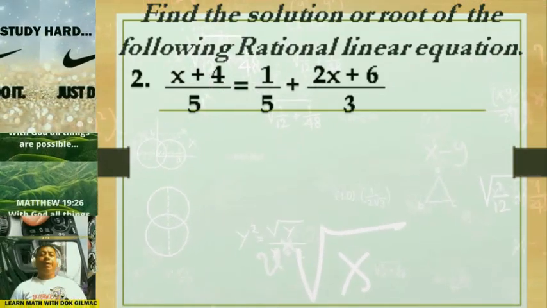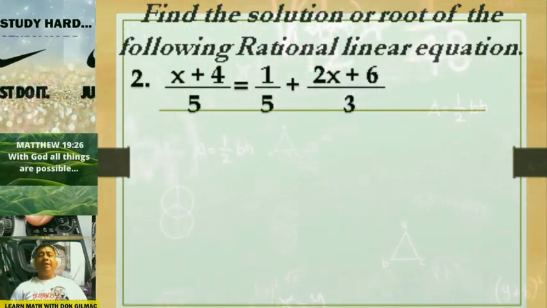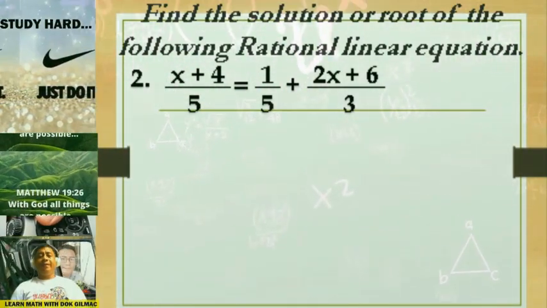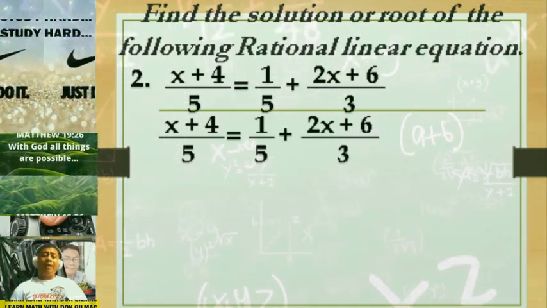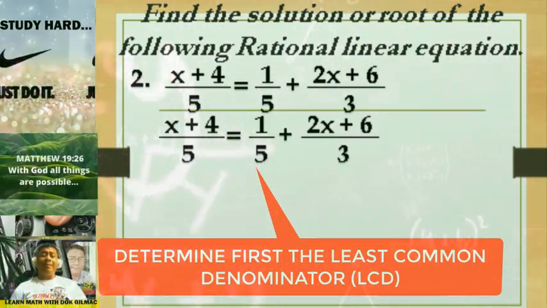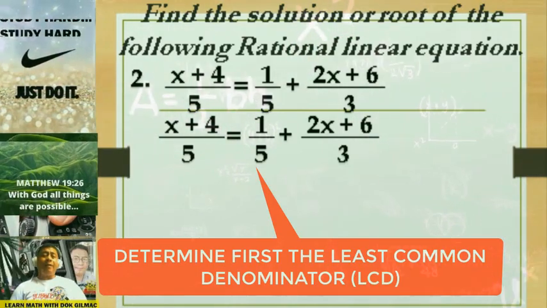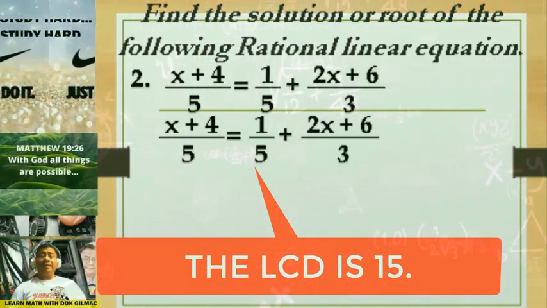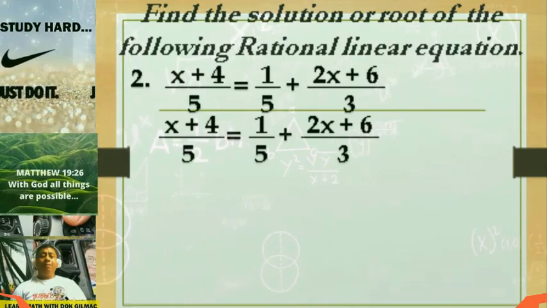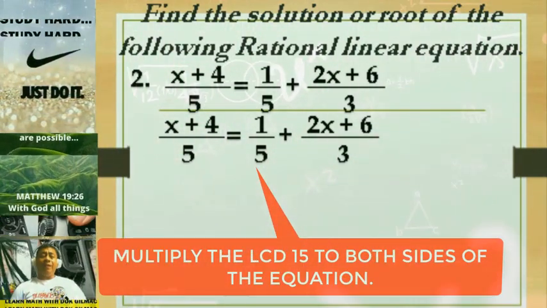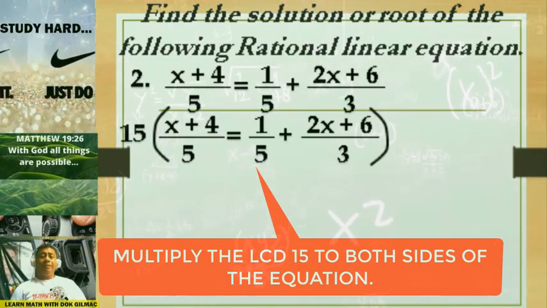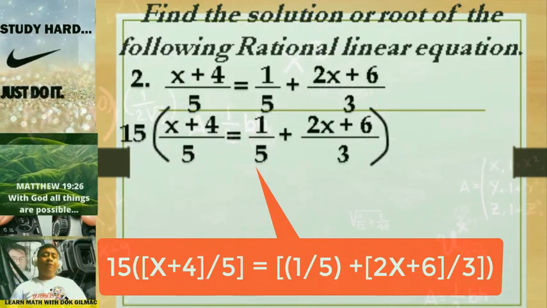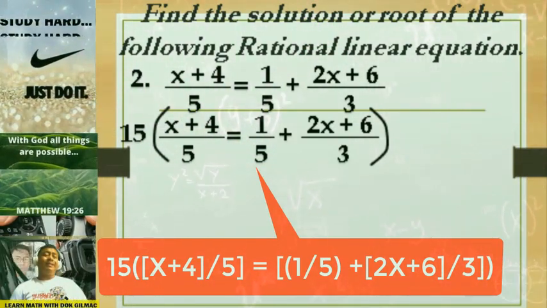Consider number 2. x plus 4/5 is equal to 1/5 plus (2x plus 6)/3. Let's consider the given. Again, we have to look for the least common denominator of the fractional part of the given equation. As you can see, the LCD is 15. Multiply 15 to both sides of the equation. So we have 15 times the quantity x plus 4/5 is equal to 1/5 plus (2x plus 6) all over 3.